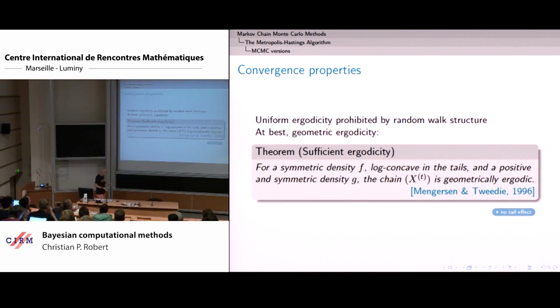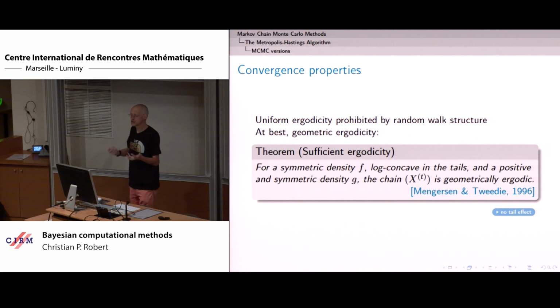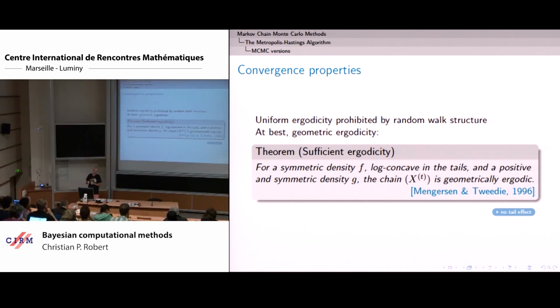The random walk algorithm is like the default choice for Metropolis-Hastings. It cannot enjoy very strong convergence properties in the sense that since you move from the current value, if you start very far away from the region of interest, it will take time to reach the region of interest, much longer than if you start from the region of interest. So you cannot get uniform ergodicity, that is a convergence that doesn't depend on the starting value. It will always depend on the starting values.